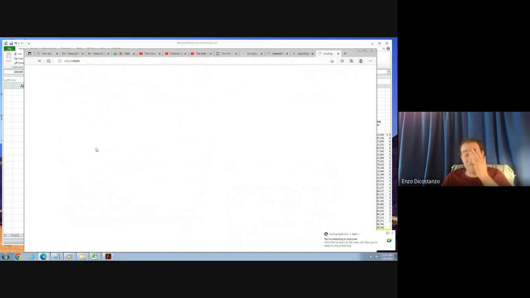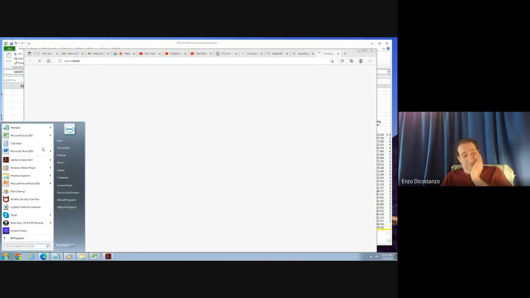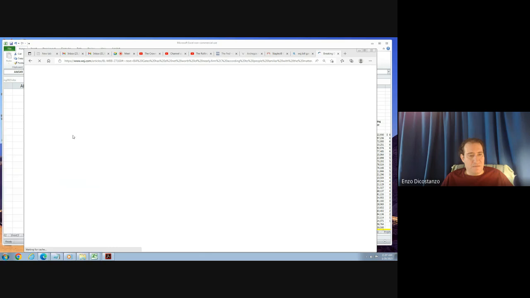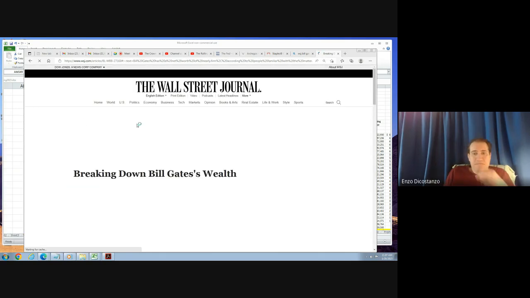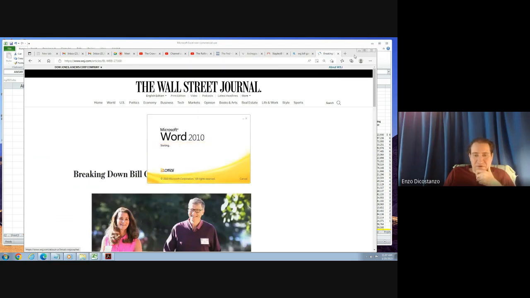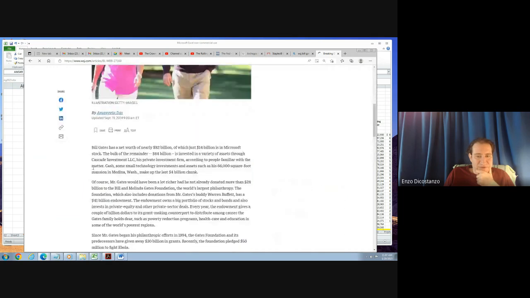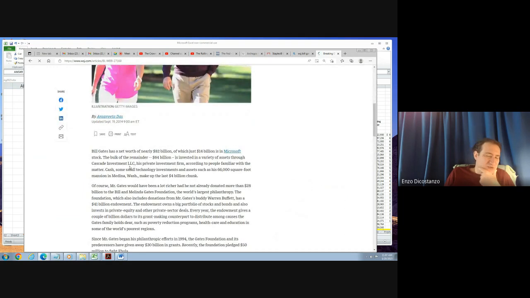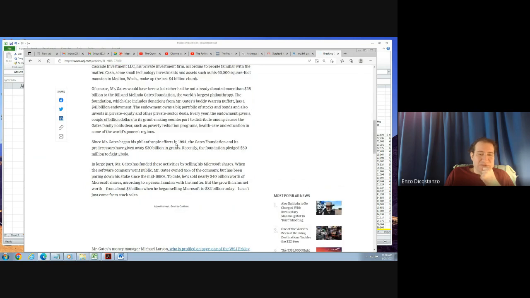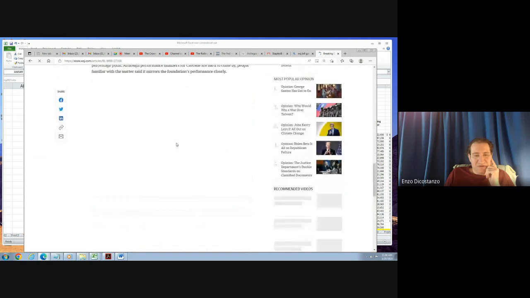Breaking down Bill Gates's wealth. Is this a graphic one? I don't know. Oh no, this is something that you can read. This is 2014, only 2014. But still, I suspect this might be a good version of this.